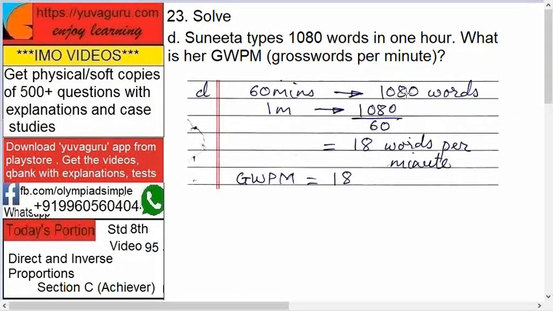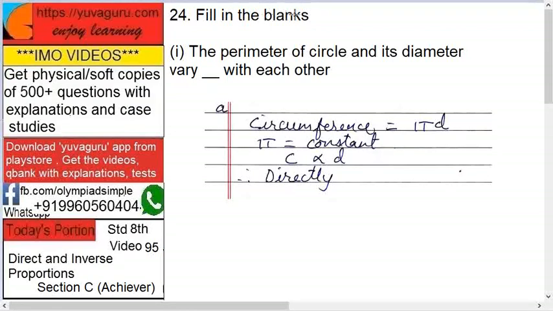So 1 into 1080 upon 60. Right? So cancel this, solve this, you will get 18. So 18 words per minute. GWPM equals 18. Next, fill in the blanks.